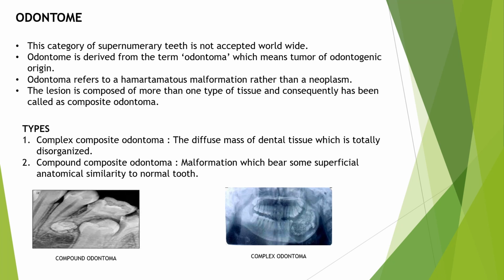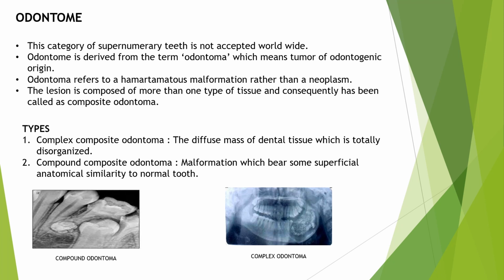Two types of odontoma. The first one is complex composite odontoma, the diffuse mass of dental tissue which is totally disorganized. And the second one is compound composite odontoma, a malformation which bears some superficial anatomical similarity to that of the normal tooth structure.